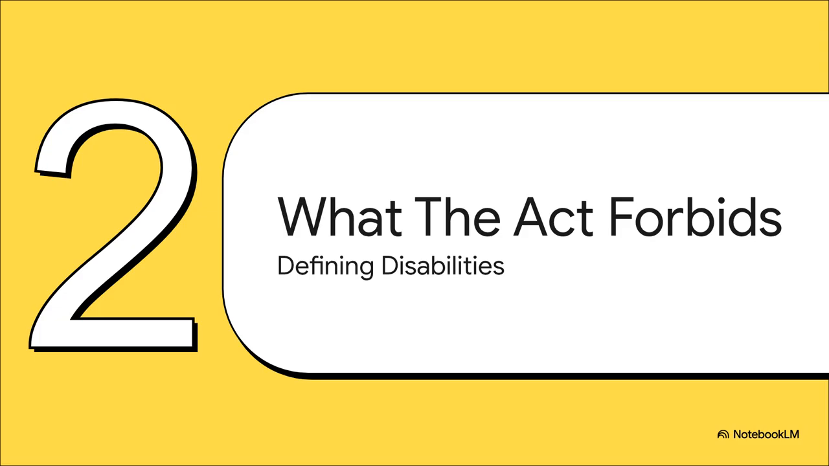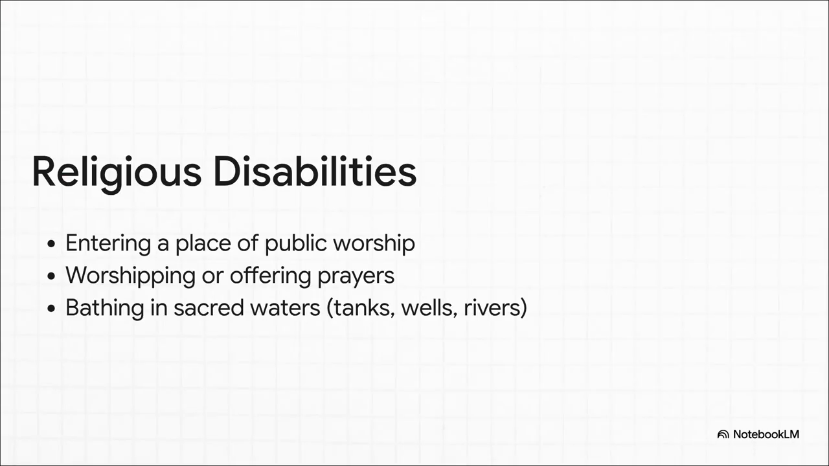Okay, so we know why the law exists, but what does it actually make illegal? This is where the act gets really specific, laying out the kinds of disabilities it was designed to wipe out from daily life. And what's really interesting is where it starts, with religion. Section 3 makes it a crime to stop anyone from entering a public place of worship, from praying, or from using sacred waters just because of untouchability, a very strategic place to begin.